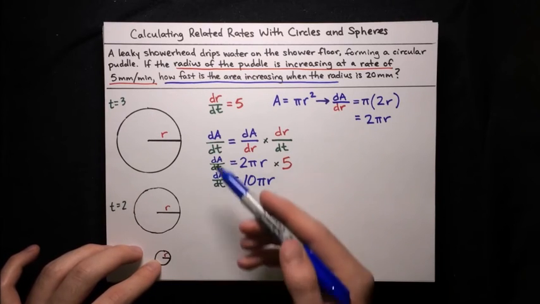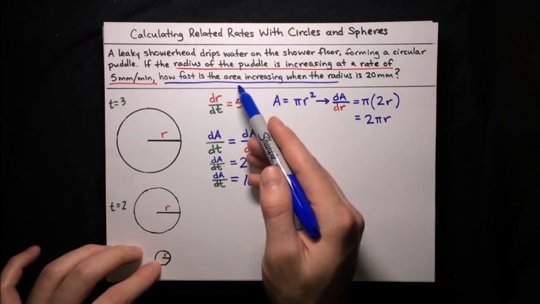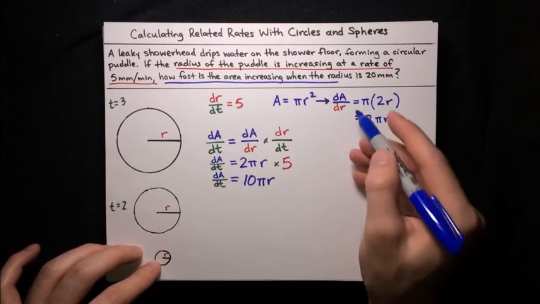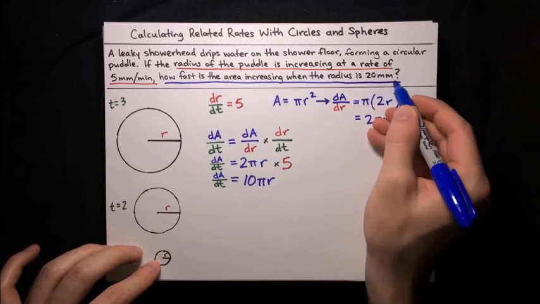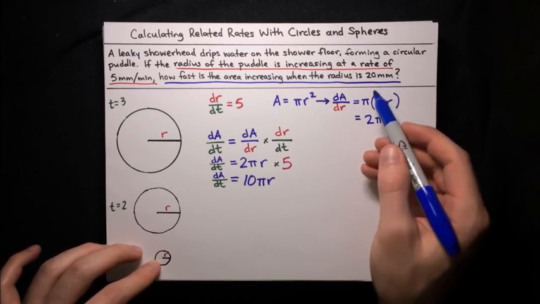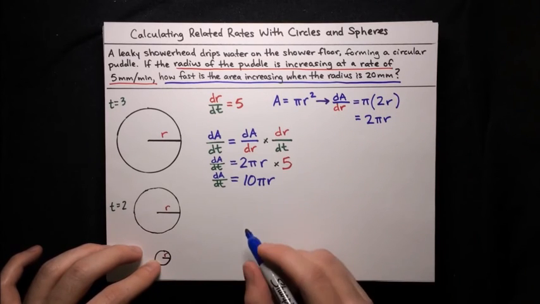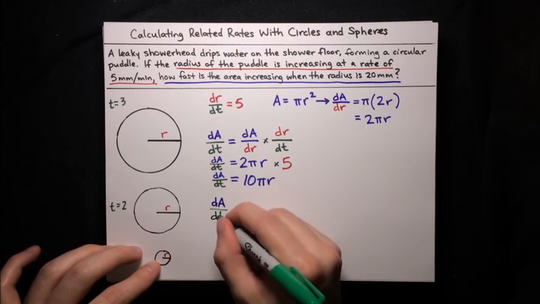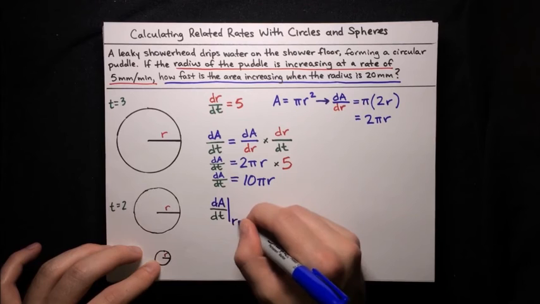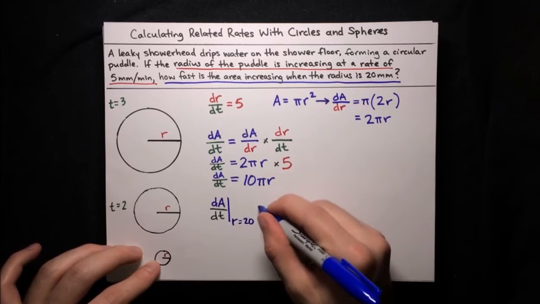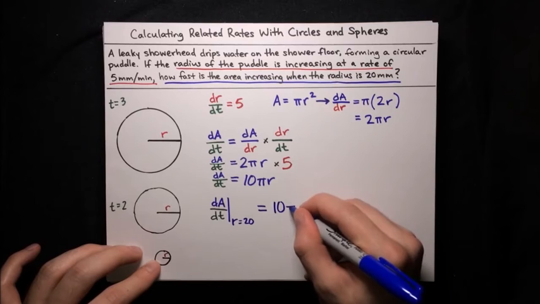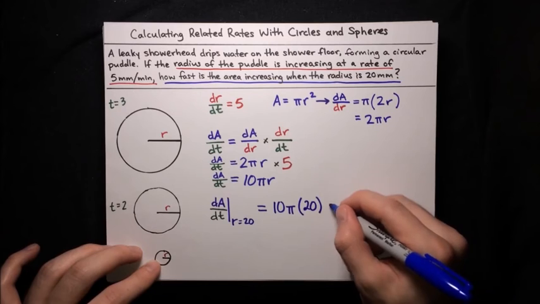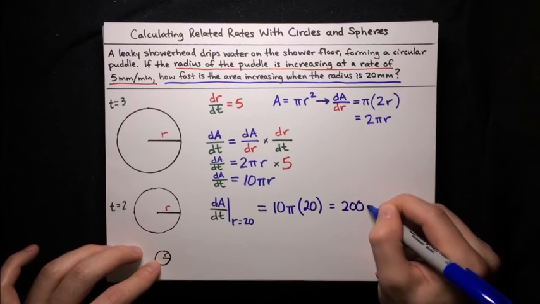So we figured out how fast the area is increasing at any general radius r, but in particular we want to find this quantity when the radius is 20 millimeters. And to find dA/dt when the radius is 20 millimeters, all we have to do is stick in 20 for r. So we'll just substitute it right into this equation. So we'll have that dA/dt when the radius is 20 millimeters is equal to 10 pi times what we're putting in for r, that's just 20. So that comes out to just 200 pi.